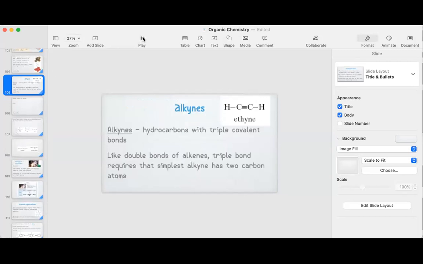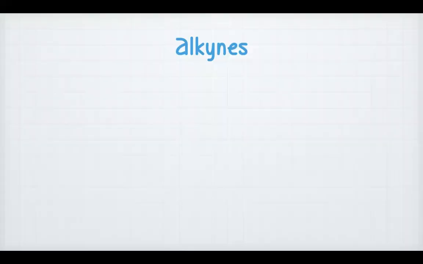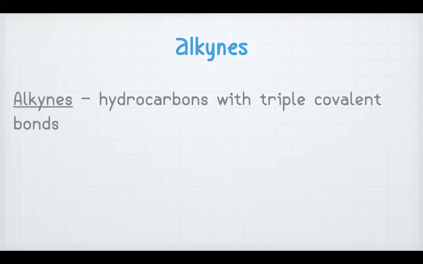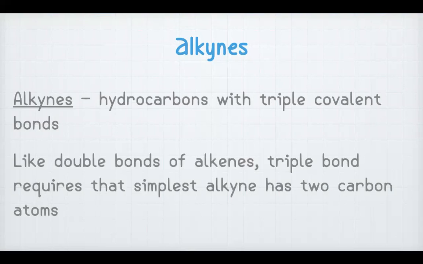Right, the last group are the alkynes. A triple covalent bond. You're going to do exactly the same thing that you've done with the alkenes, only your parent carbon chain is going to end with the suffix -yne. The simplest alkyne, as well as the simplest alkene, has 2 carbon atoms.